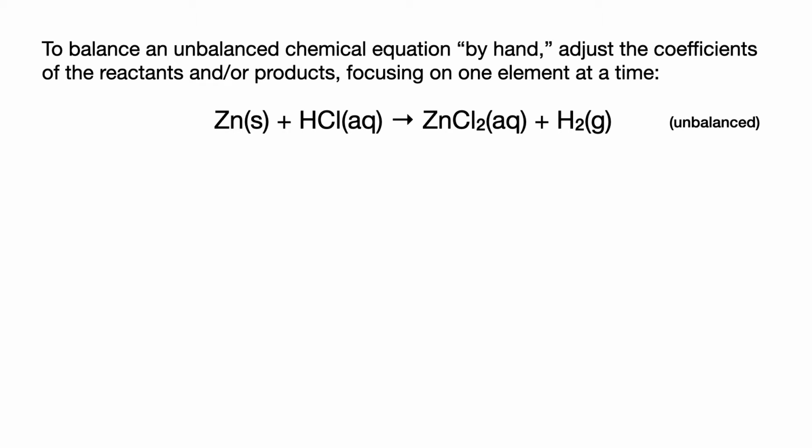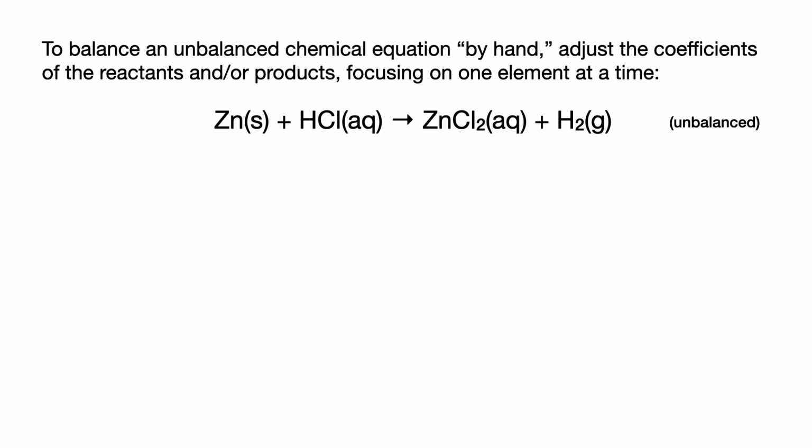So this chemical equation here is unbalanced. You can see that there are different amounts of chlorine on the left and on the right. There are different amounts of hydrogen on the left and on the right. And when we set about balancing a chemical equation like this, we want to look at one element at a time.